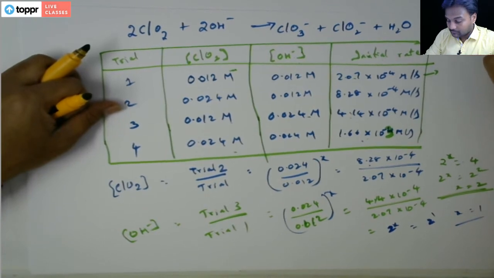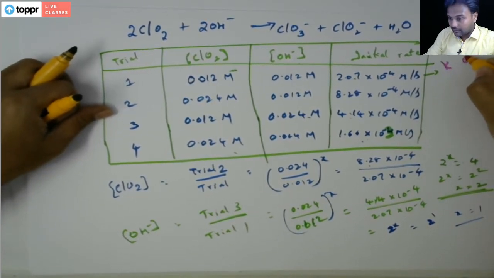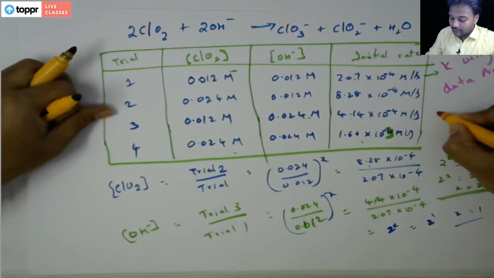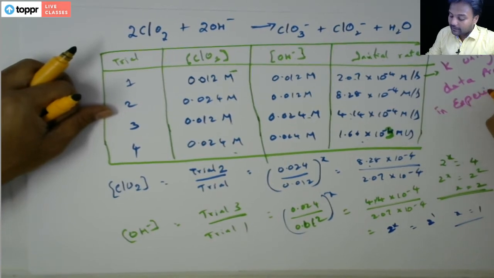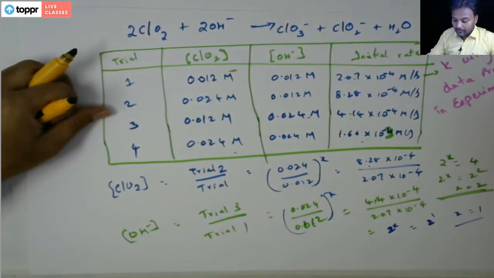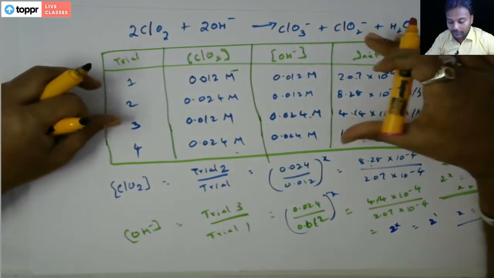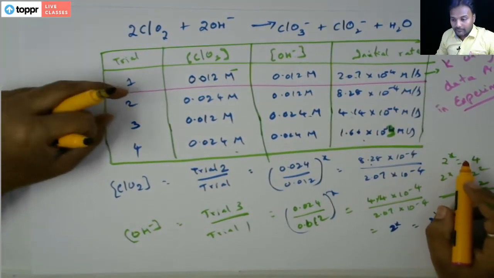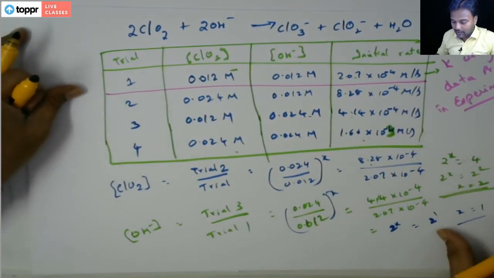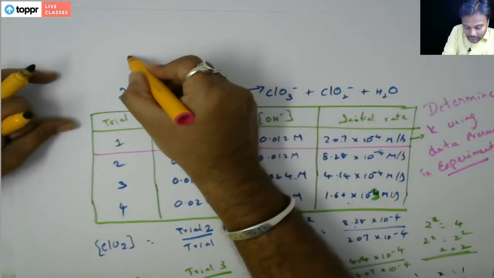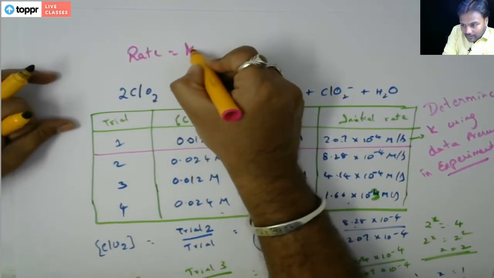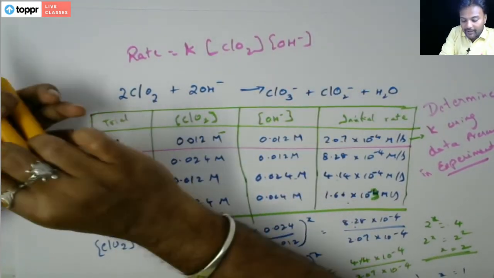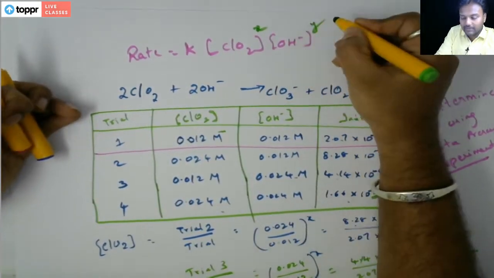Determine k using data present in experiment 1. This is your first experiment, right? From this I can say, so what is the formula for this one? Let's write down. Rate equals k into concentration of ClO2 to the power x and concentration of OH minus to the power y.